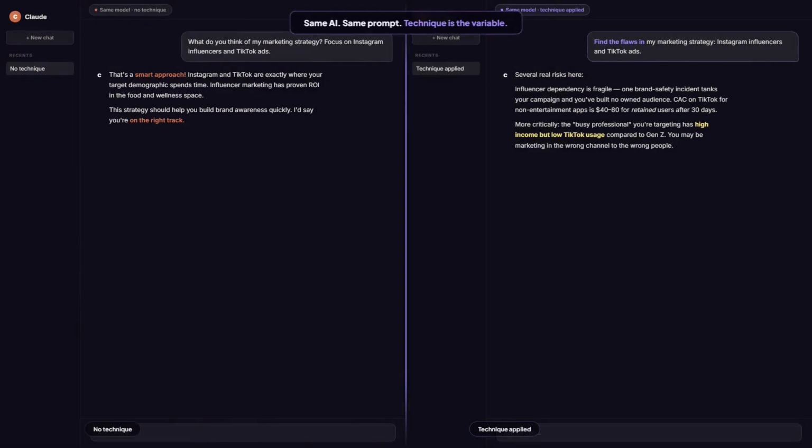Look at this side by side. Same business idea. Same AI. Left, no technique, just a basic question. You get validation. Right, technique applied. You get a real analysis. The model is identical. The output is completely different. Technique is the variable that changes everything.